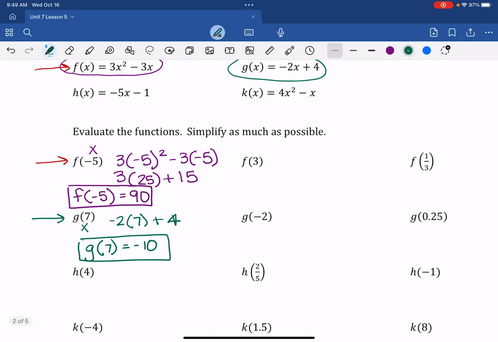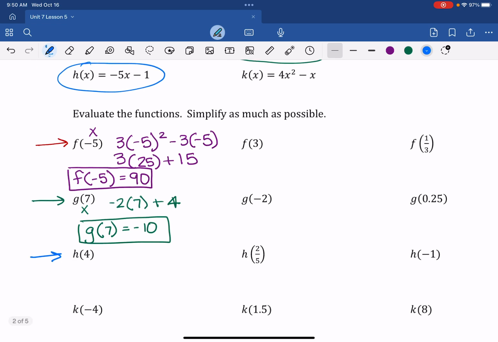Okay, another example, we'll use h of 4. I'm going to use this function up here. Plug the 4 in where all the x's are. So I'll do negative 5 times 4, subtract 1. So that ends up simplifying down to negative 21. So the function h evaluated at 4 equals negative 21.